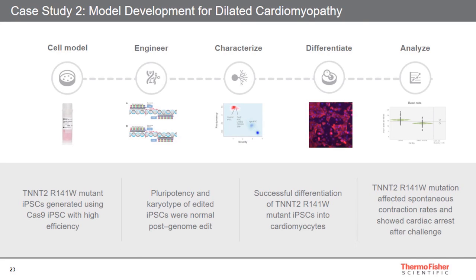And so here, to summarize, we were able to generate a TNNT2 R141W mutation by utilizing our Cas9 expressing iPSC line. We confirmed that the edit was there, and that these cells maintained their pluripotent status as well as a normal karyotype. And in the process, we were able to discover that this specific mutation affects spontaneous contraction and showed cardiac arrest after being challenged.